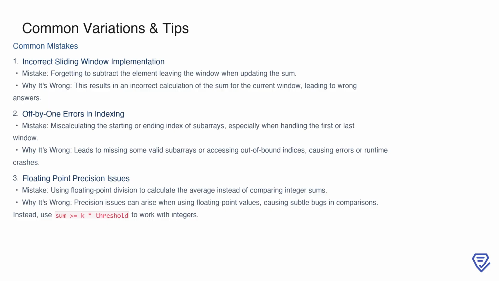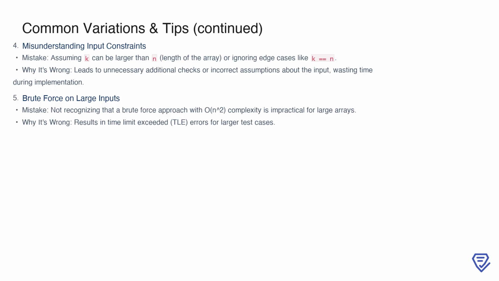Finally, be cautious about floating point precision issues. Relying on floating point division to calculate the average can introduce subtle bugs due to precision errors. Instead, use integer comparisons, like checking if the sum is greater than or equal to k * threshold, to avoid these pitfalls entirely. Now, let's look at a couple more common mistakes.